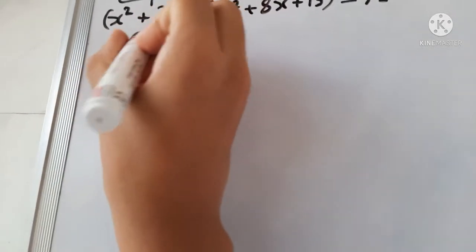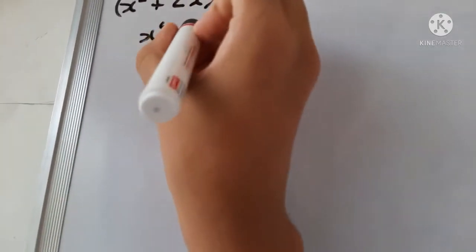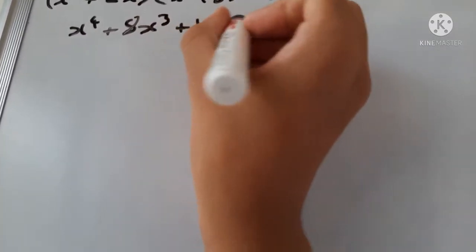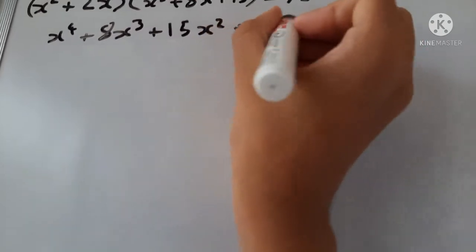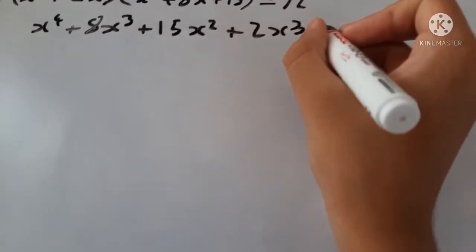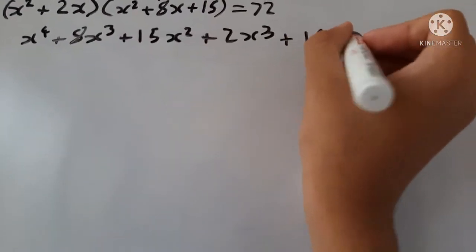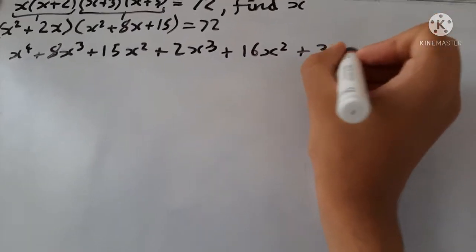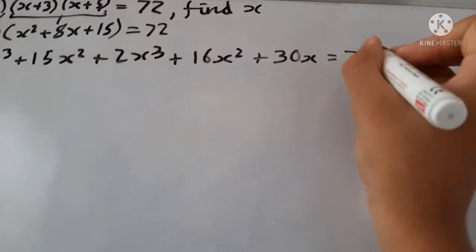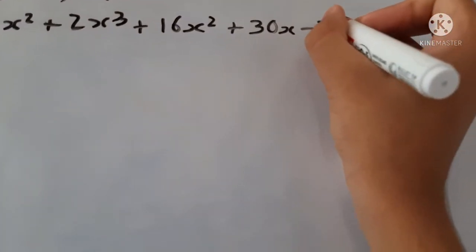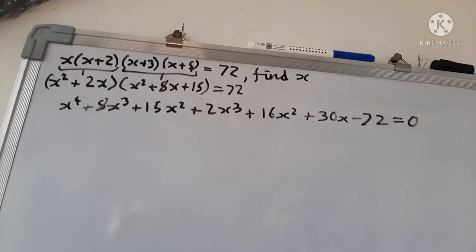So x to the fourth, right? x to the fourth plus 8x cubed plus 15x squared plus 2x cubed. I'm just multiplying these two out right now, right? Plus 16x squared, plus 30x, and this should be equal to 72. And I'm just going to be lazy and write minus 72 here and say it's equal to 0. And now we have a not-that-simplified quartic.